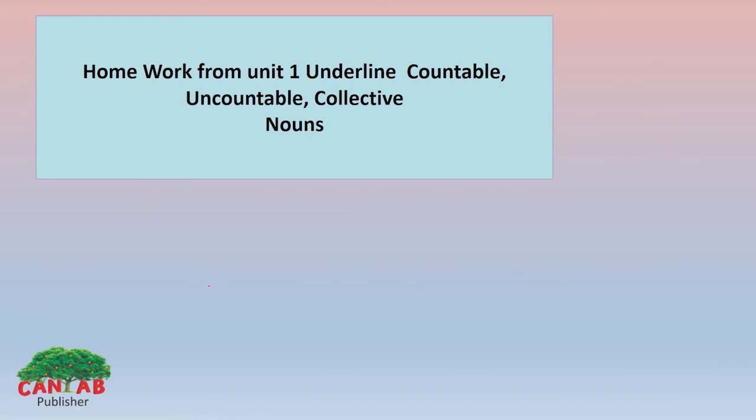Students, this is your homework from unit number 1. You have to underline countable, uncountable and collective nouns from the text. Just read the text and underline countable, uncountable and collective nouns. You have to underline it and write it on it. If you are underlining the countable noun, you have to write like this. And if you are underlining the uncountable, like this in a short form. We discussed the abbreviation form when we write the words in a short form.